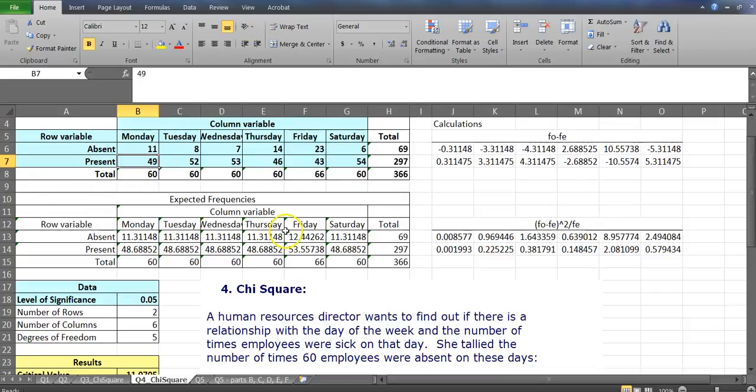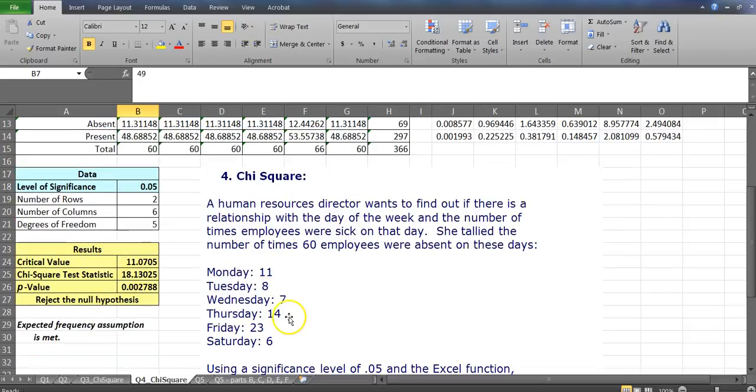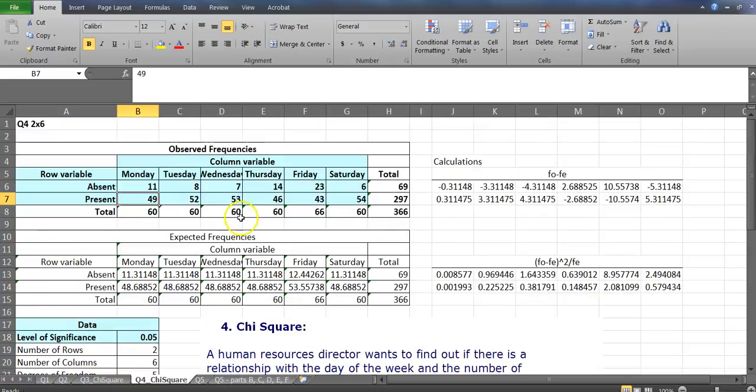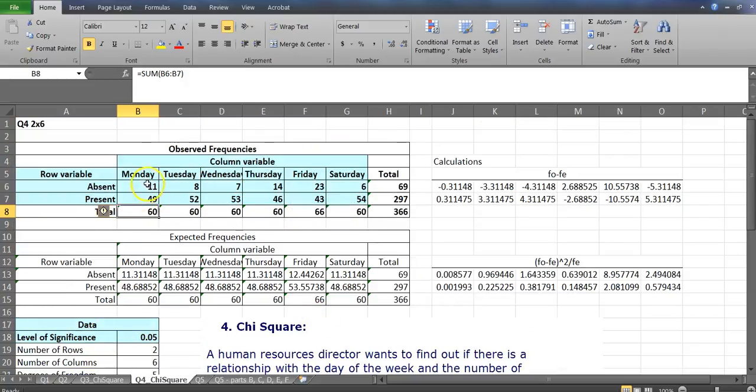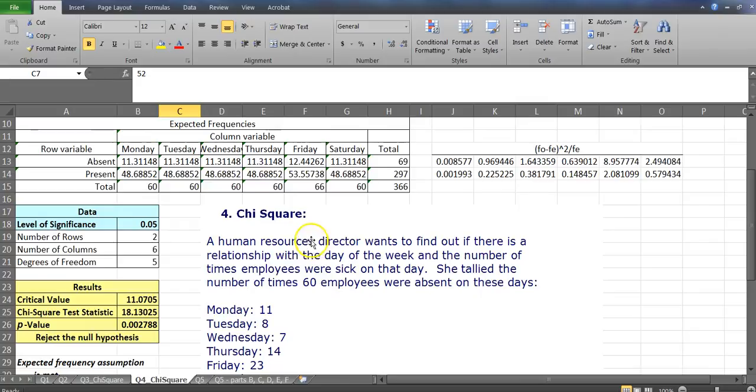What you need to know is you can take these values here, 11, 8, 7, 14, 23, and 6, plug them in, but you need to know what the difference is from 60 because there's 60 employees. So calculate 60 minus 11, 60 minus 8, and you get these numbers here. Boom, once that's in, it does all the calculations for you.